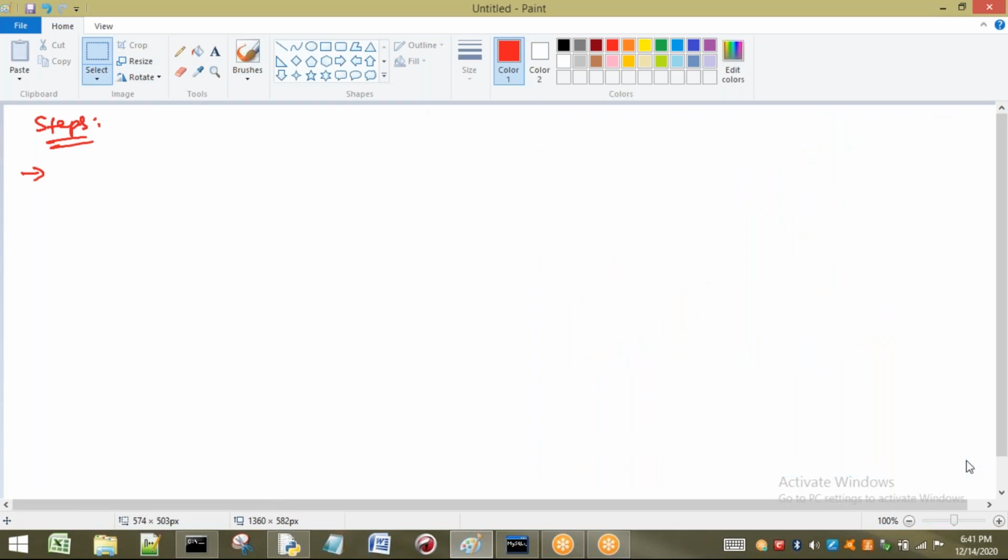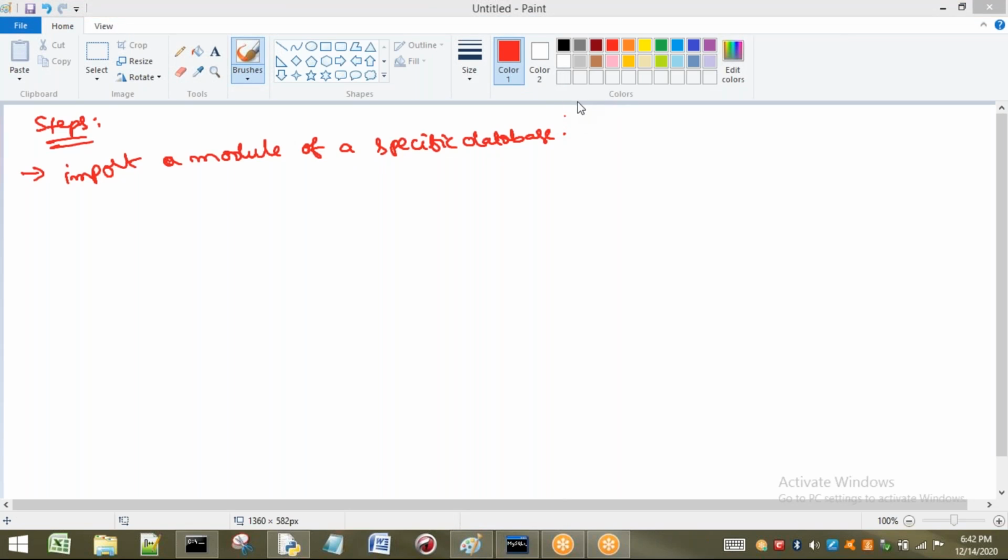Right. Now I am going to show you some of the steps generally used to perform database programming in Python. First one is importing a module of the database, or we can say, import the module of a specific database. That means if you are dealing with Oracle database, you have to import the respective module, or if you are going to use Microsoft SQL, you have to use a particular module, and so on.